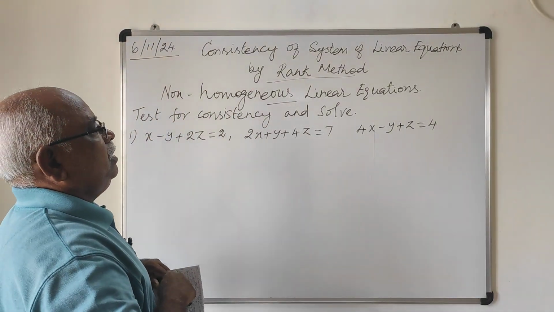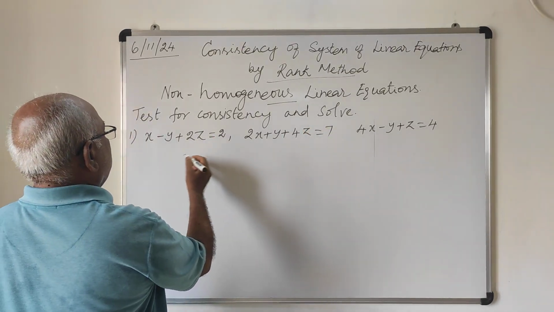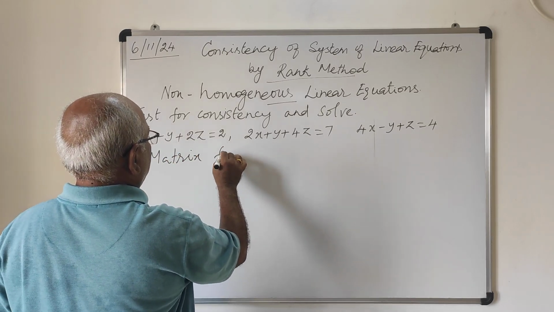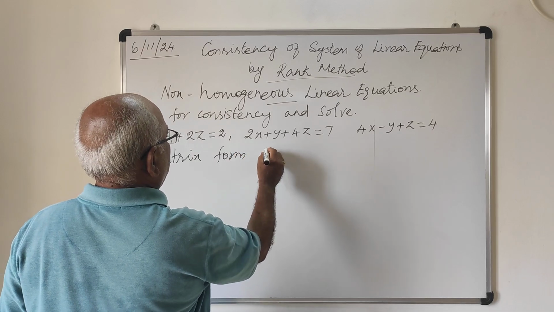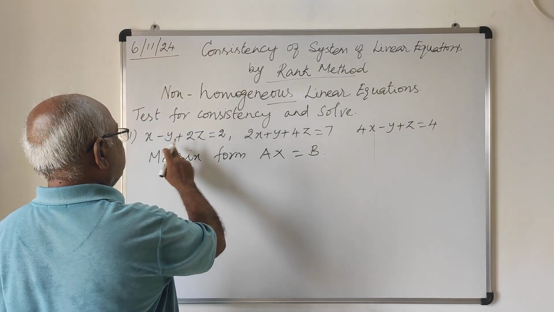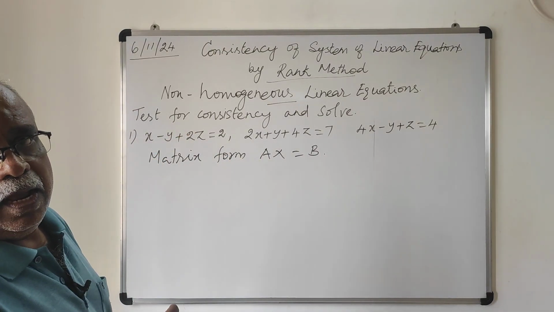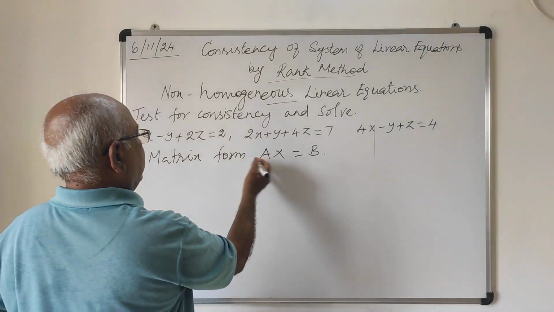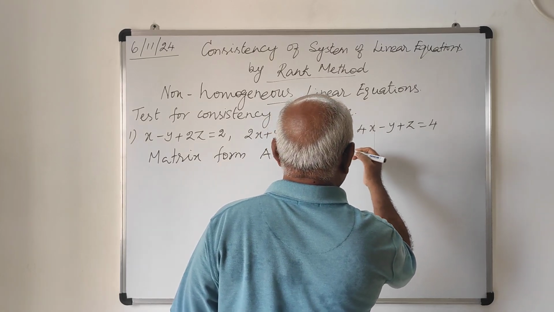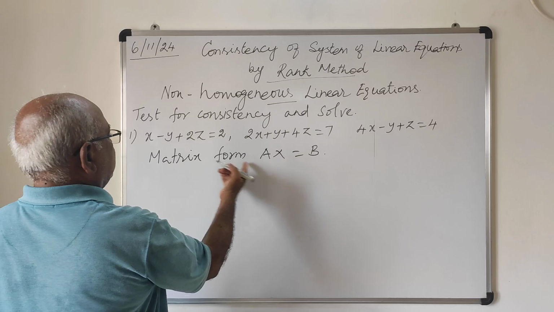For that, we rewrite the given problem into matrix form. The matrix form is AX = B, where A contains the coefficients of x, y, z in the equations involving the variables x, y, z. A is called the coefficient matrix.